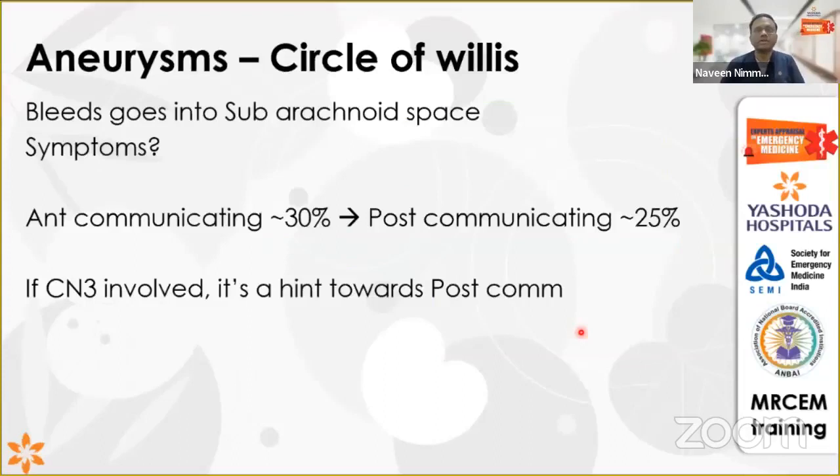The location of aneurysm, anterior communicating has the highest probability, about 30% of chances, and posterior communicating has 25% of chances. So majority go in the anterior communicating. If cranial nerve 3 is involved in a subarachnoid space scenario, that means the lesion is located in the posterior communicating, because cranial nerve 3 will exit closer to the posterior communicating artery. So whenever there is aneurysmal bleed that involves posterior communicating, cranial nerve 3 will be affected. So when oculomotor is having problems in subarachnoid hemorrhage, it points you towards the posterior communicating artery.